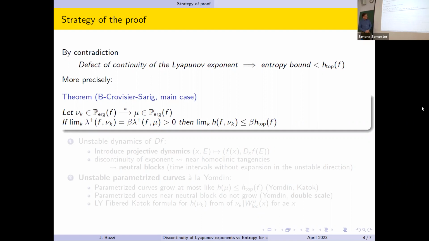So we can split the proof into two. If the limit of lambda plus equals beta times the exponent, what is beta? Beta is some number. Can it be bigger than 1? No, upper semi-continuity tells you that beta is less than 1. Since these things are positive, beta is non-negative. Actually, it cannot be 0, so beta is positive and at most equal to 1.